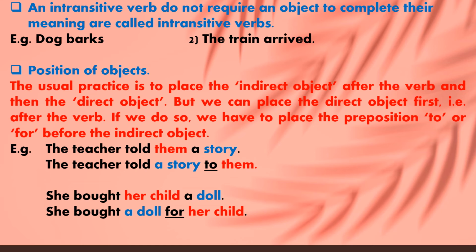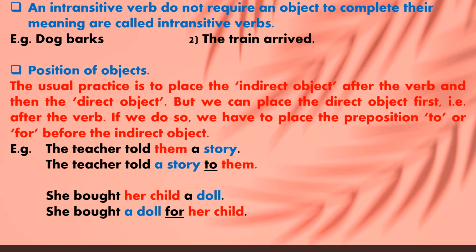Let us see here. I have given you the example. The first example: the teacher told them a story. Them here is red in color and story is blue in color. Now them is the indirect object and story is the direct object. Now when we change the position, we take them last and story in front. How can we do that? You see, the teacher told a story to them. Here you can see we have applied to.